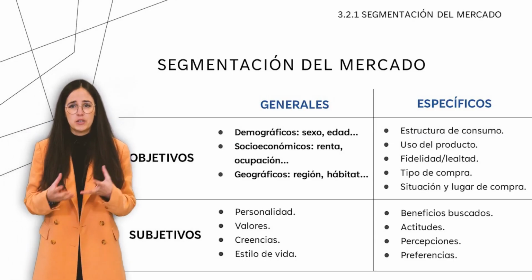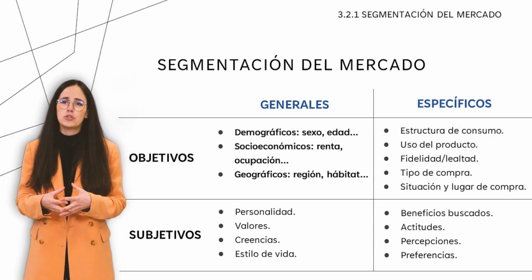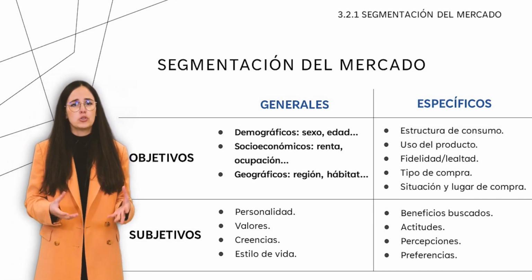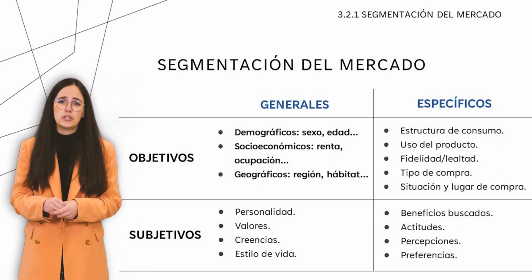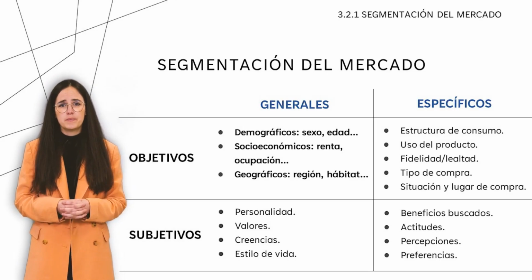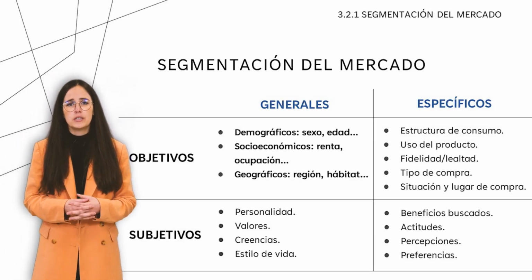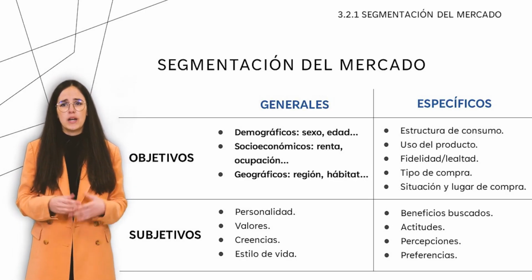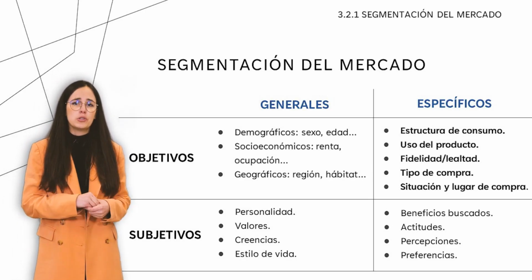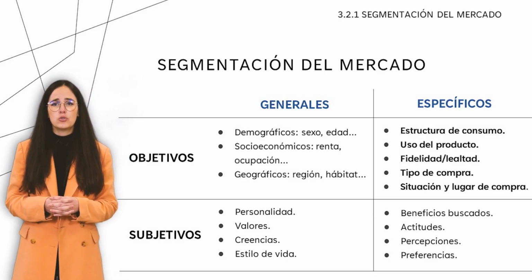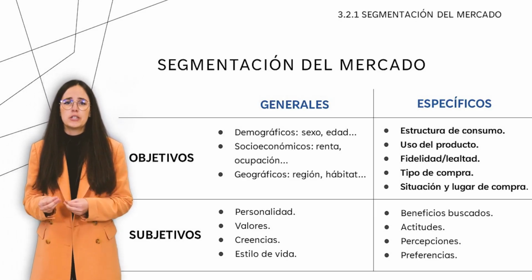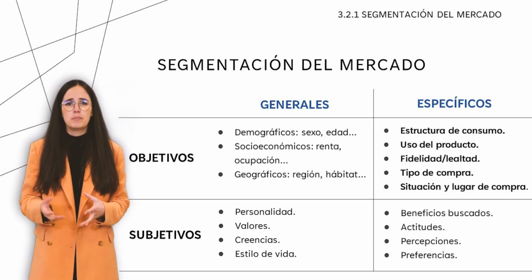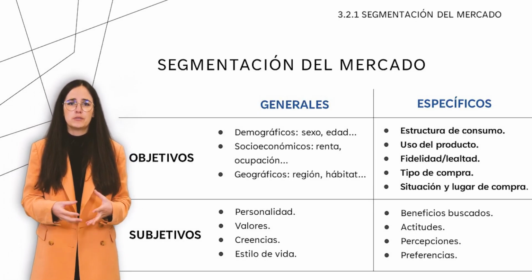These criteria can be of different types, objective or subjective, and either general, independent of the type of product or service we are marketing, or specific, those related to the product. Some examples of objective and general segmentation criteria would be age, gender, or habitat. As for specific objectives, these would be those related to the product, such as the frequency with which it is consumed, the way it is used, the situation and place where it is purchased, among others.